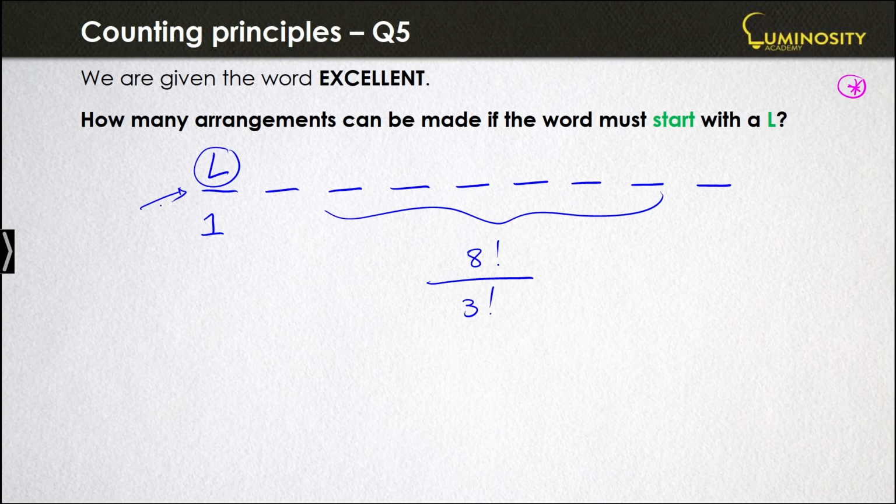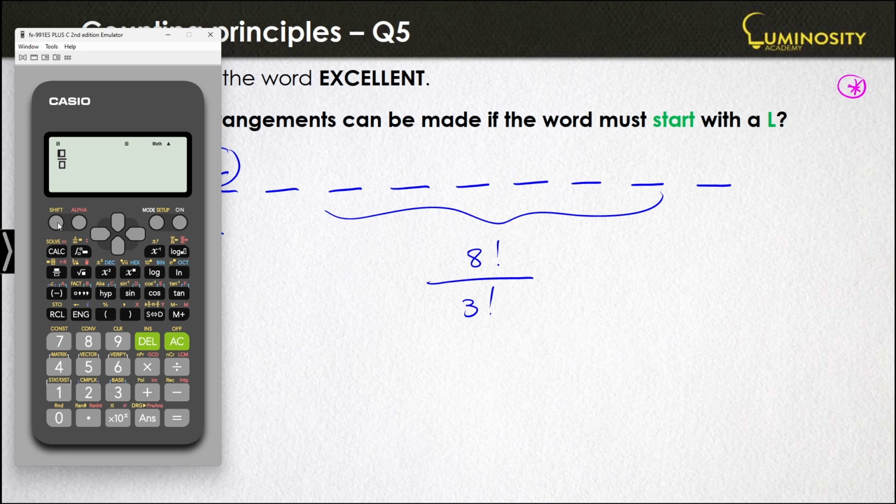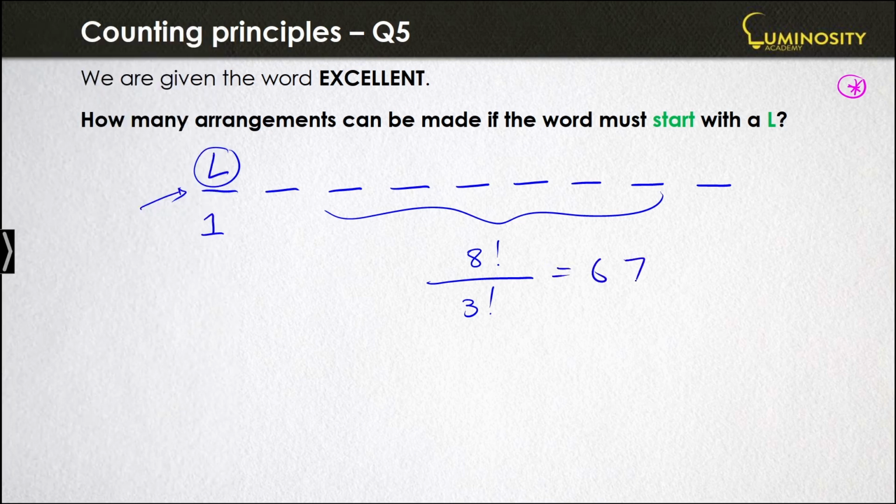Let's go ahead and check what that is. 8 factorial divided by 3 factorial, and we get 6,720 ways. All right, so that's how we would do this type of question.